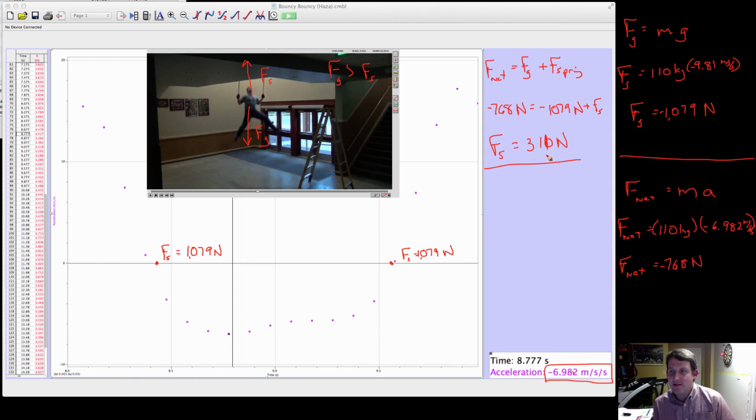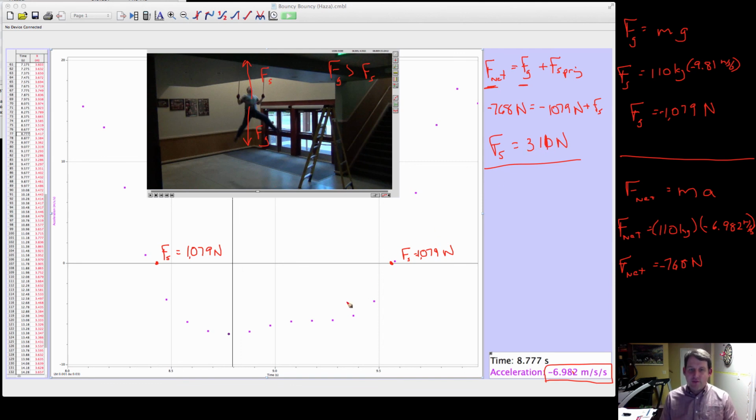So does that make sense? First we found our weight, and we can do that right away because the weight's going to be the same the whole time. Then based on the acceleration at that point, here's my acceleration down here, negative 6.92, I use this acceleration with my mass to find what the net force is. And then once I know the F sub g and the net force, I can do some really simple arithmetic to find the force of the spring. And that's how much force is pushing up.